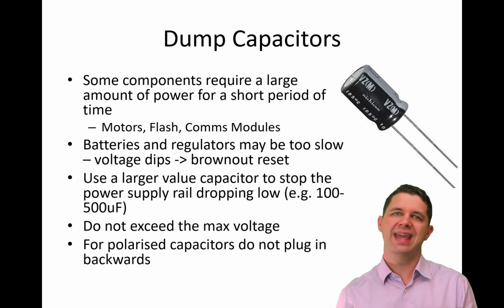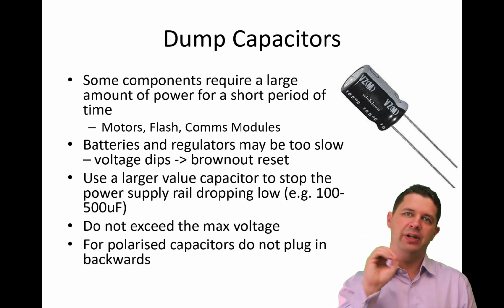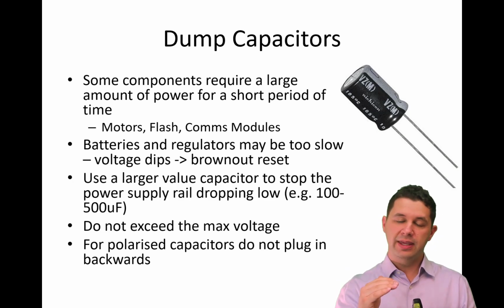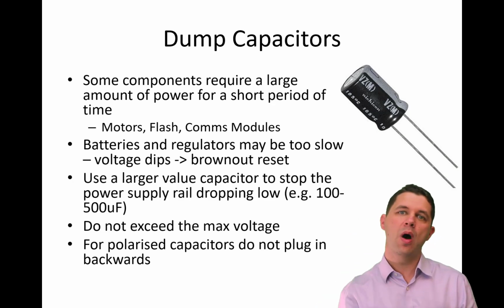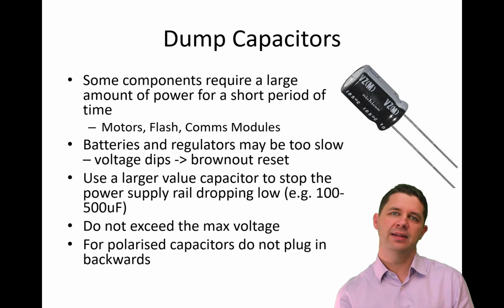Things like flashes on cameras, things like communications modules, where we're sending out data in quick bursts. The instantaneous current that is required by these can go quite high for a short amount of time, and then it will drop back down again.